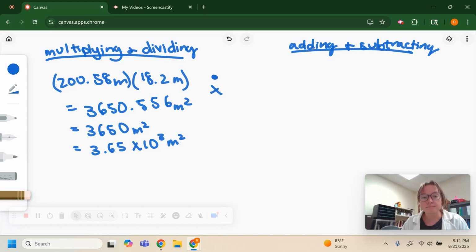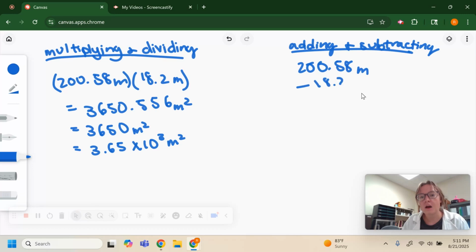Okay, moving on. Let's talk adding and subtracting. When we add and subtract values, let's take the same measurements. Let's say that I measured something and it was 200.58 meters, and now I wanted to subtract this number, which is 18.2 meters. Our rule for addition and subtraction is that we always preserve the number of decimal places from the measurement with the least number of decimal places.